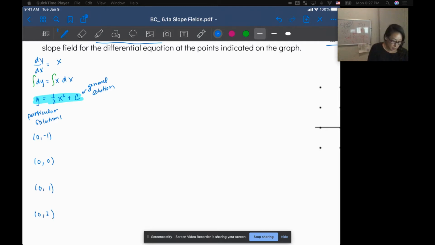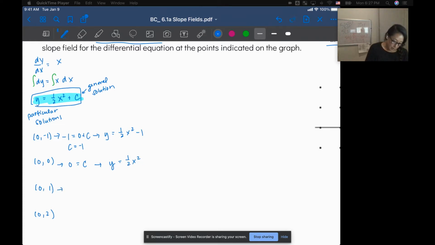Okay. So at (0, -1), I'm going to plug in 0 for x and -1 for y. So into my general solution, I get -1 is equal to 0 plus c. So c is equal to -1. So the particular solution would be y is equal to 1/2 x squared minus 1. All right, for (0, 0), I get 0 is equal to c. So I'd get a particular solution of y is equal to 1/2 x squared plus 0, or 1/2 x squared.